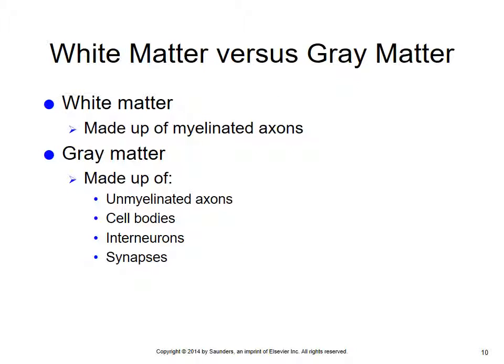So we find both white matter and gray matter in the central nervous system. So what's the difference? The white matter is made up of myelinated axons. The gray matter is made up of unmyelinated axons, cell bodies, interneurons, and synapses. So clusters of cell bodies located in the central nervous system are generally referred to as nuclei. Small clusters of cell bodies in the peripheral nervous system are called ganglia.